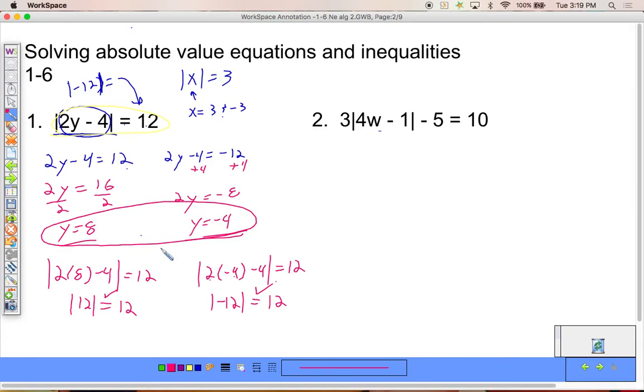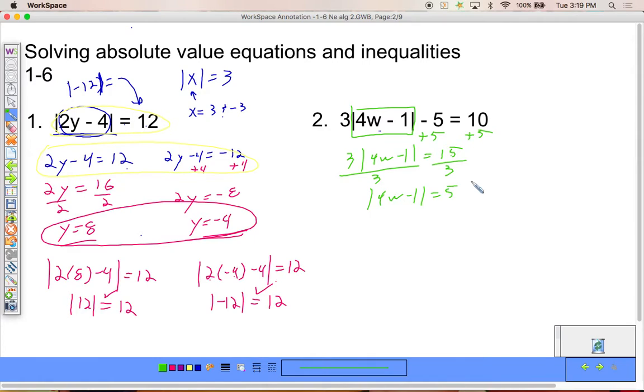For number 2, we can't write our 2 statements. We can't write both of these until I get my absolute value by itself. So I'm going to move the numbers away. I'm going to add a 5. I'm going to divide by 3. Now I have my absolute value alone, and that's when I'm going to write my 2 equations. Don't change the left side. I'm going to set it equal to 5, and then I'm going to set it equal to a negative 5.